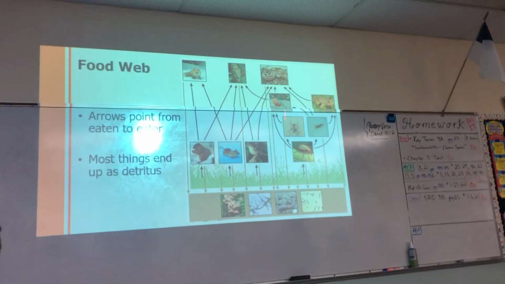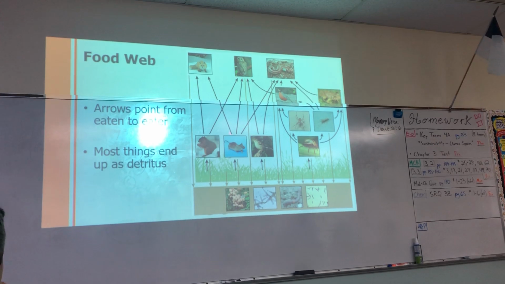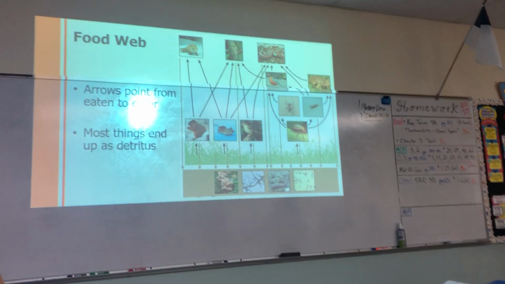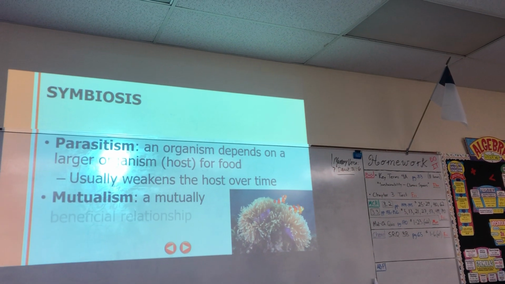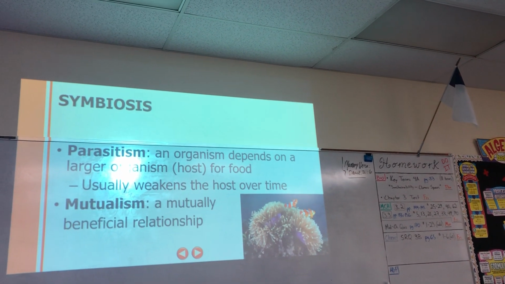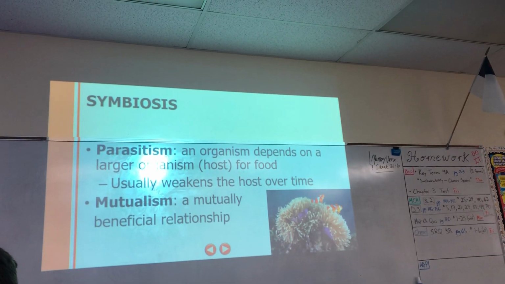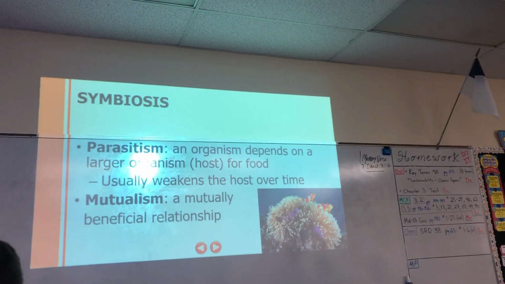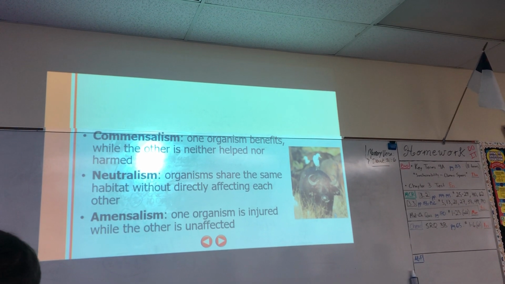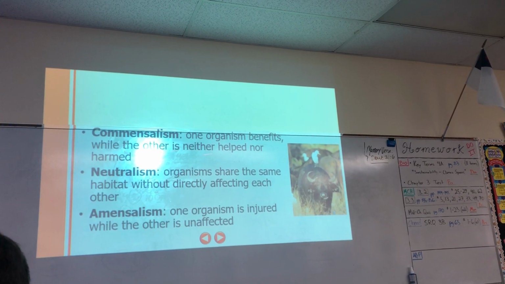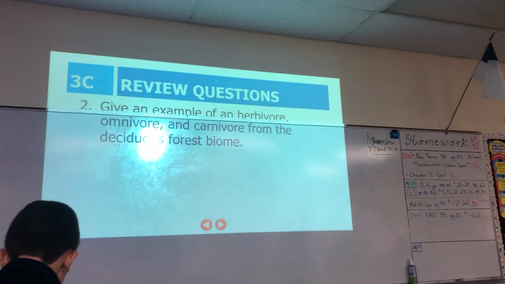Know how food webs work? If I put a picture of a food web, you need to be able to tell me that the fox eats the mouse, okay? Arrows point from the eaten to the eater. Know the different types of symbiosis. We have parasitism, we have mutualism. Parasitism is basically a parasite. When you call someone a parasite, it's because they're sucking the life out of you. Mutualism, they both are helped. Commensalism, one benefits while the other is not affected. Neutralism, neither affected. Commensalism, one is injured. And that is it.